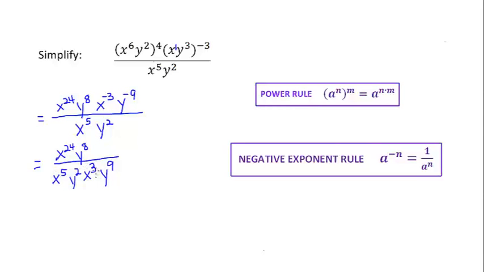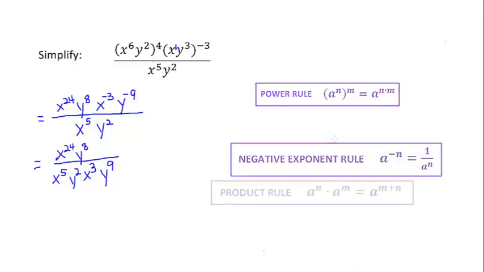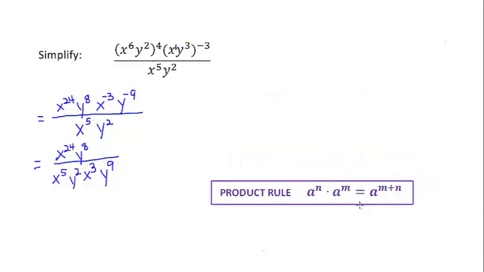So if I have x to the 5th and x cubed next to each other on the same level, and I want to combine those exponents, if I have two like bases, I'm going to add the exponents. This is known as the product rule. And the product rule states that any value a raised to a power n times a raised to the power m is equivalent to a raised to the m plus n.